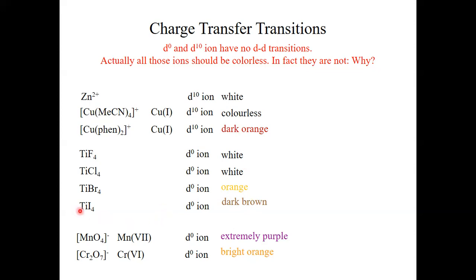So here are two other examples. You all probably know that the permanganate ion is very deeply purple. But the manganese is in the oxidation state +7, so it's a d0 ion. So why actually is permanganate so deeply colored, given that we do not even have any d electrons available?